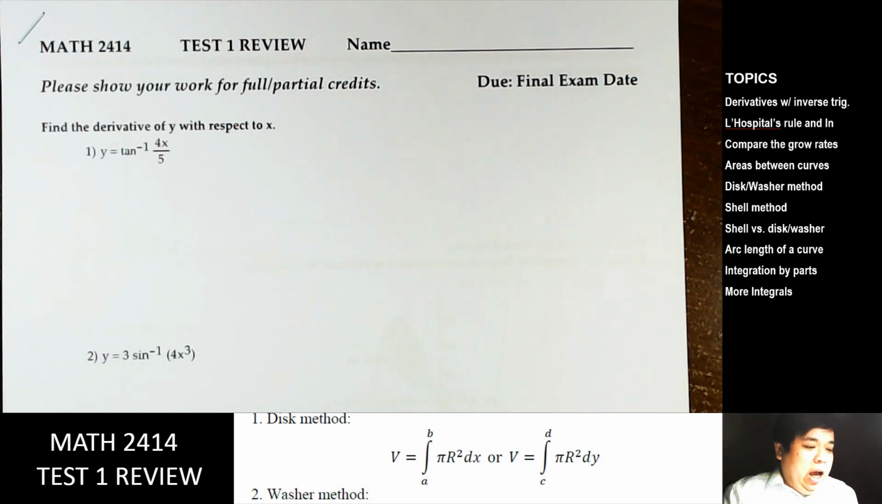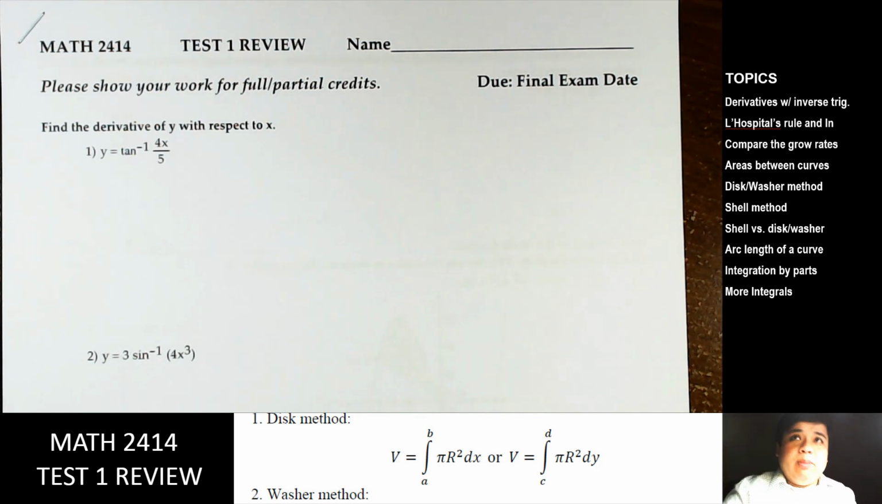Hello everybody, welcome to Test 1 review in Calculus 2. On the top, you see the topics of the question. And as we go along, I will update that list. The formula will be on that side.